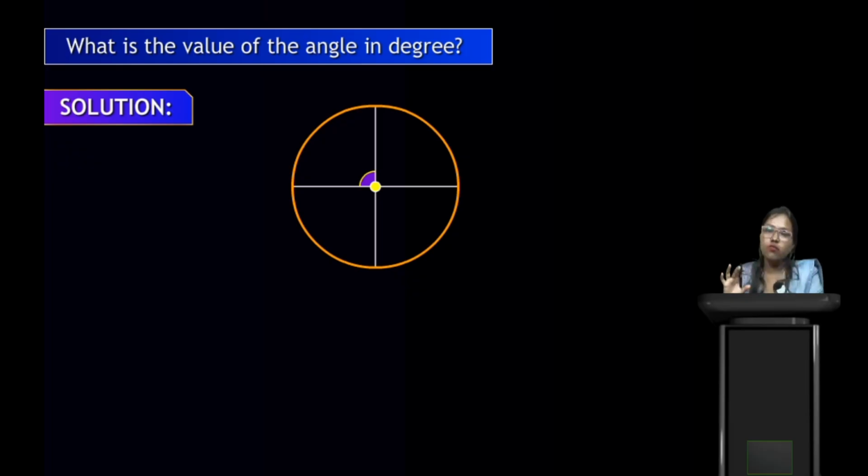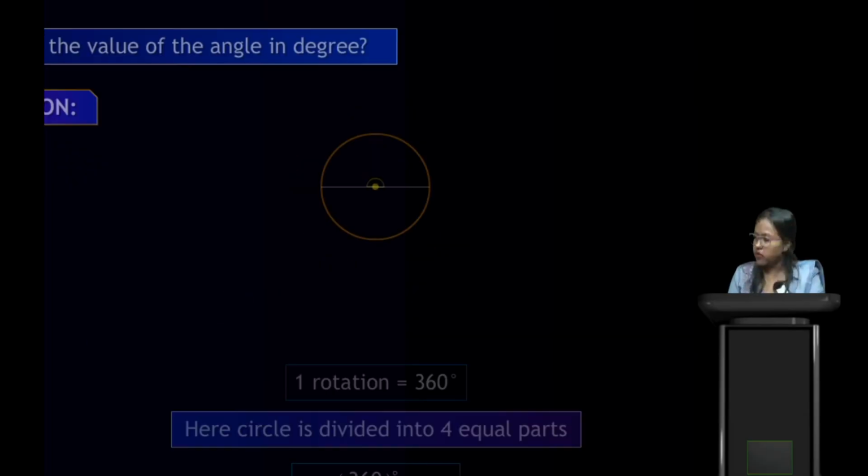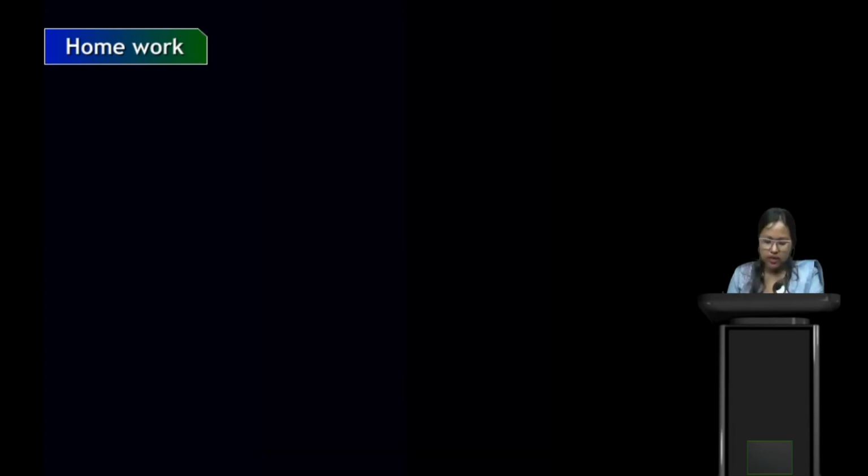Now here you see, again equal 4 divisions, right? Equal 4 divisions. Again what we know, total is 360, as here are equal 4 divisions. So 360 by 4 is the answer, that means 90 degrees.